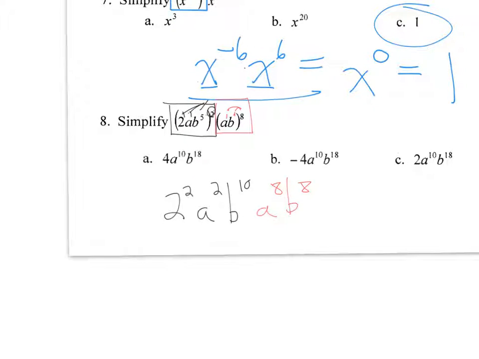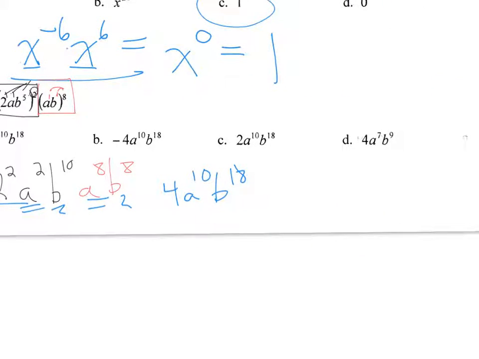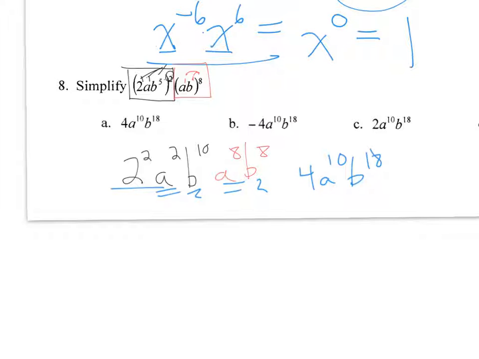In total, then, let's look. 2 squared, dealing with my numbers, that's just going to be 4. A to the second, A to the 8th, multiply gives me A to the 10th. B to the 10th, B to the 8th, should be B to the 18th. Looks like answer A again. That's what I'm talking about.